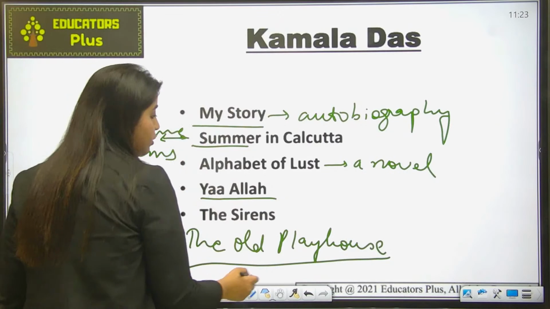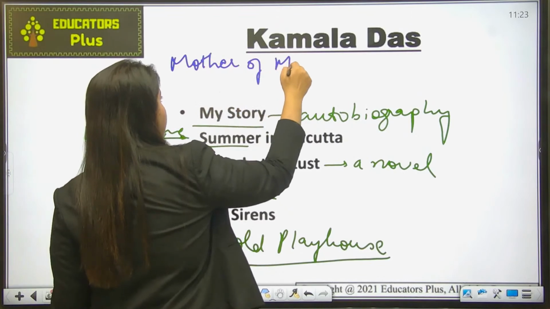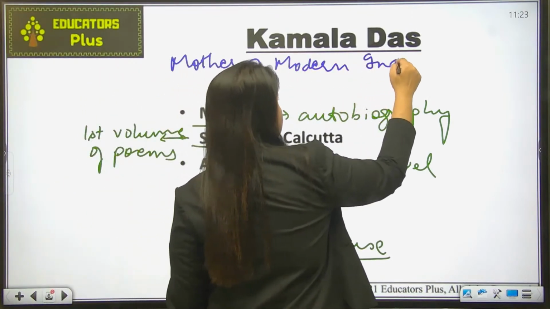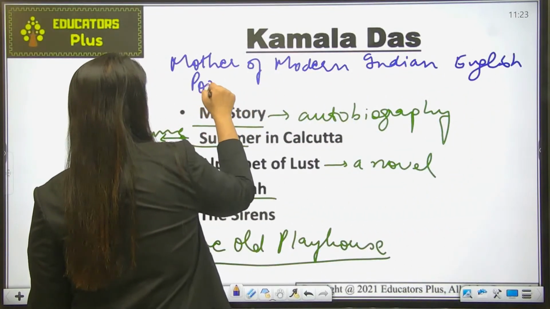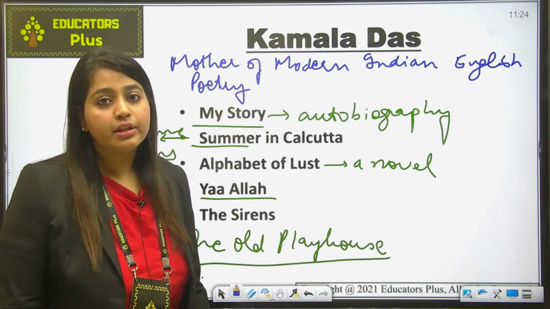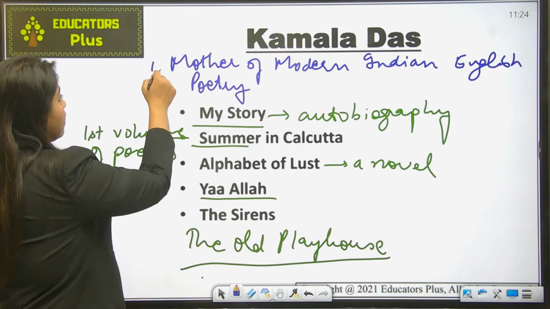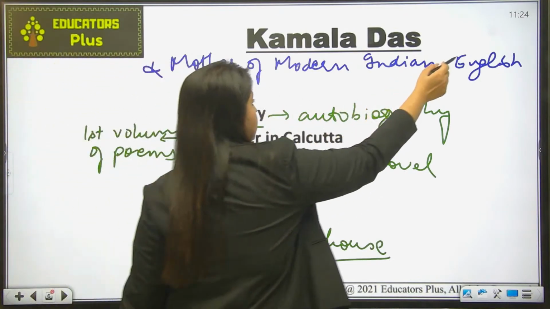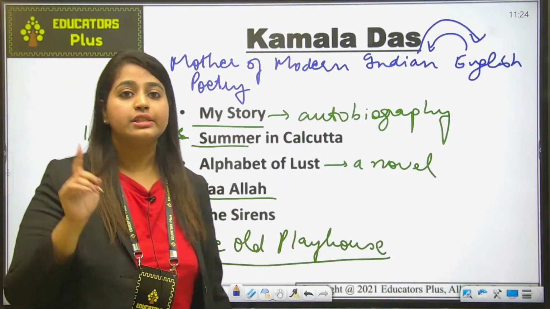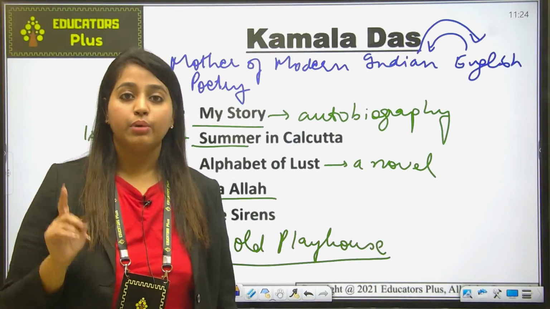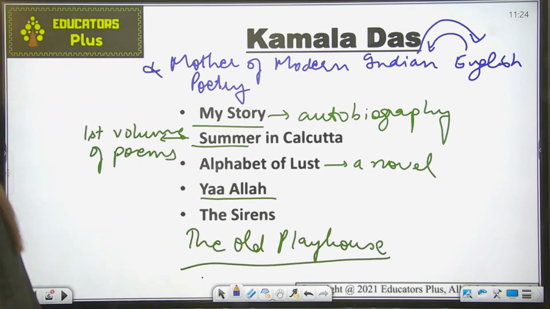She has also been called the mother of modern Indian English poetry. She has been called the mother of modern English Indian poetry. English should come here, Indian should come here. And who called it? The Times has called Kamla Das the mother of modern English Indian poetry in 2009. Please remember it.